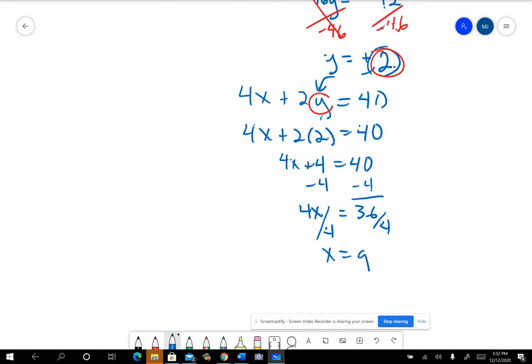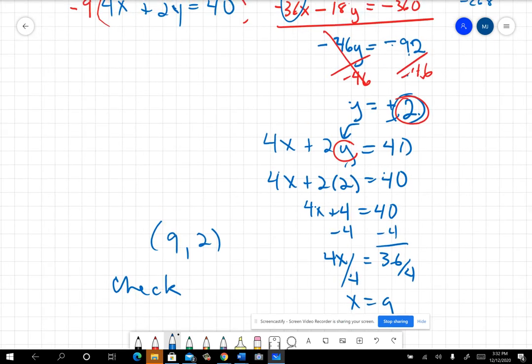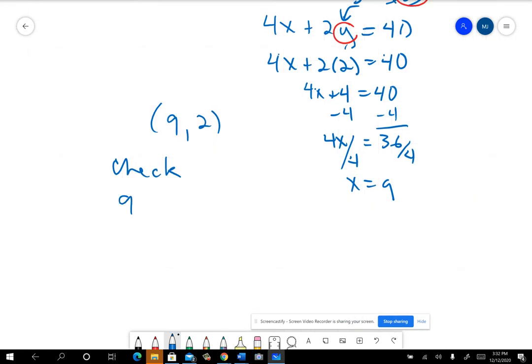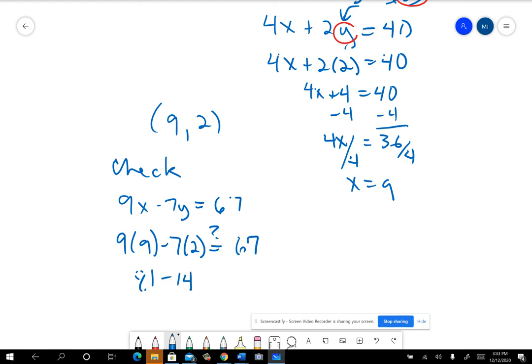So when I write my answer, I'm going to put the 9 together with the 2. Now to check it, actually a quick check is just to use the equation 9x minus 7y equals 67, the one you didn't use the first time. Plug in the 9 and plug in the 2 and see if it turns out to be 67 like it's supposed to. And yep, it does. So I used this one to get the second coordinate, and then I checked by plugging into the other equation. So that 9, 2 must be the point of intersection.